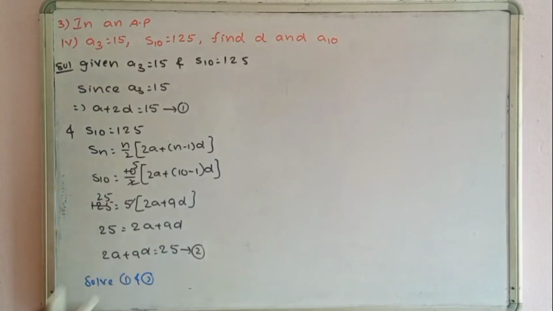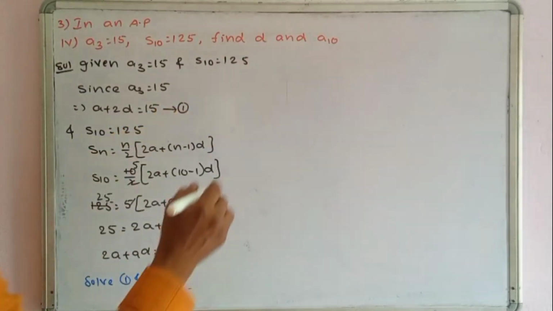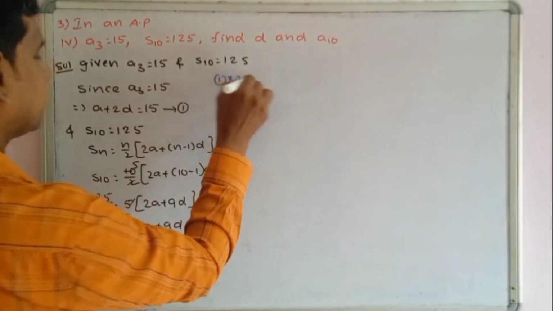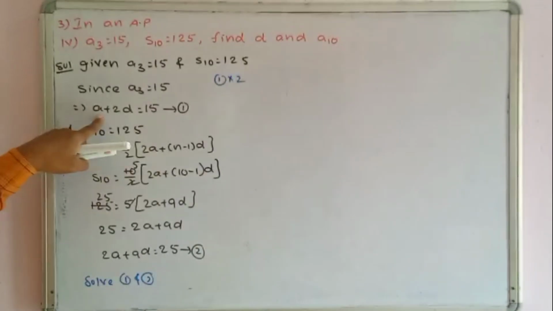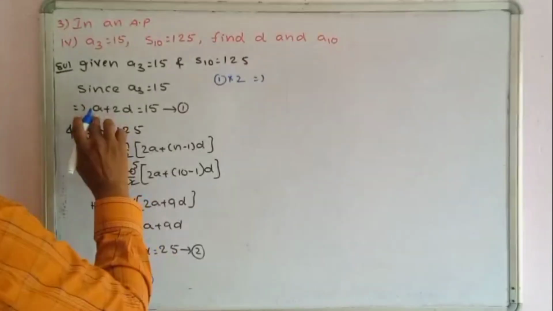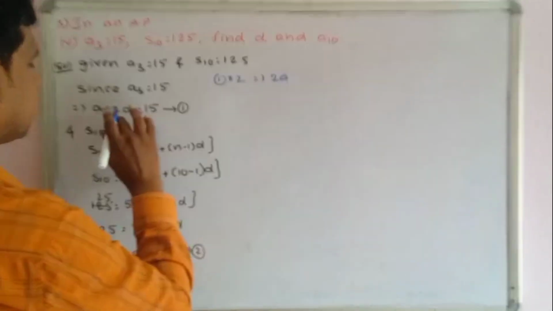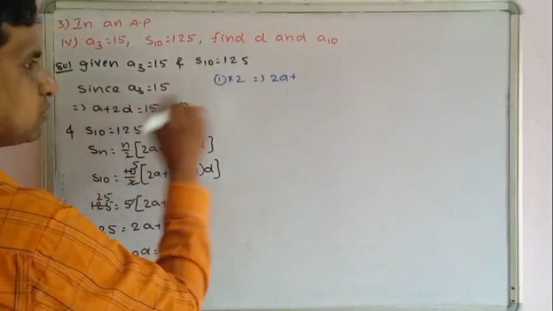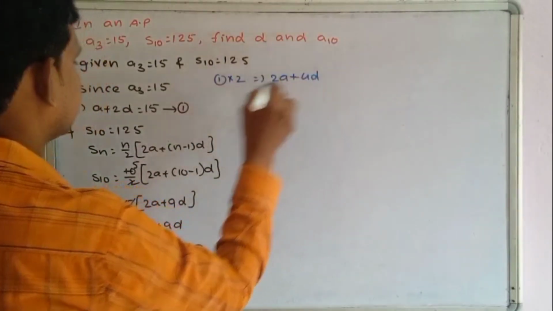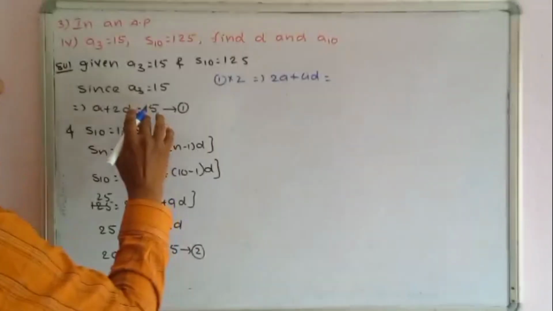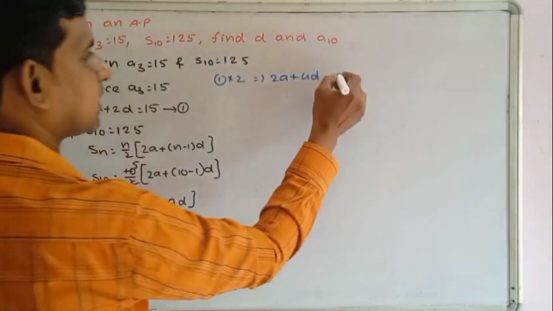Now we will find the value of d and a10. Okay, so solve 1 and 2. So 1 multiplied with 2. Then 2 times of a is 2a, 2 times of d is 2d, 2 times of 2d is 4d, equals to 2 times of 15 is 30.